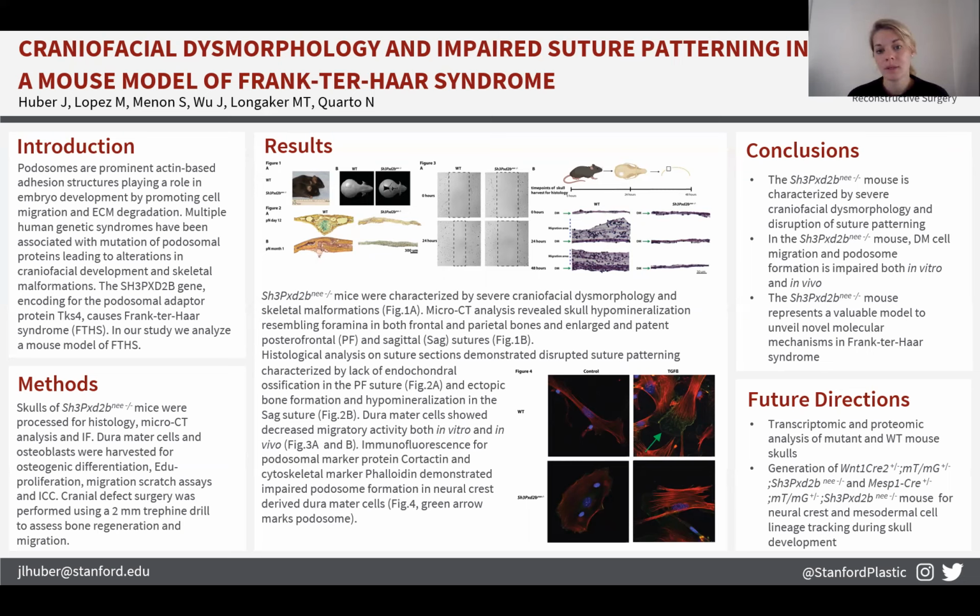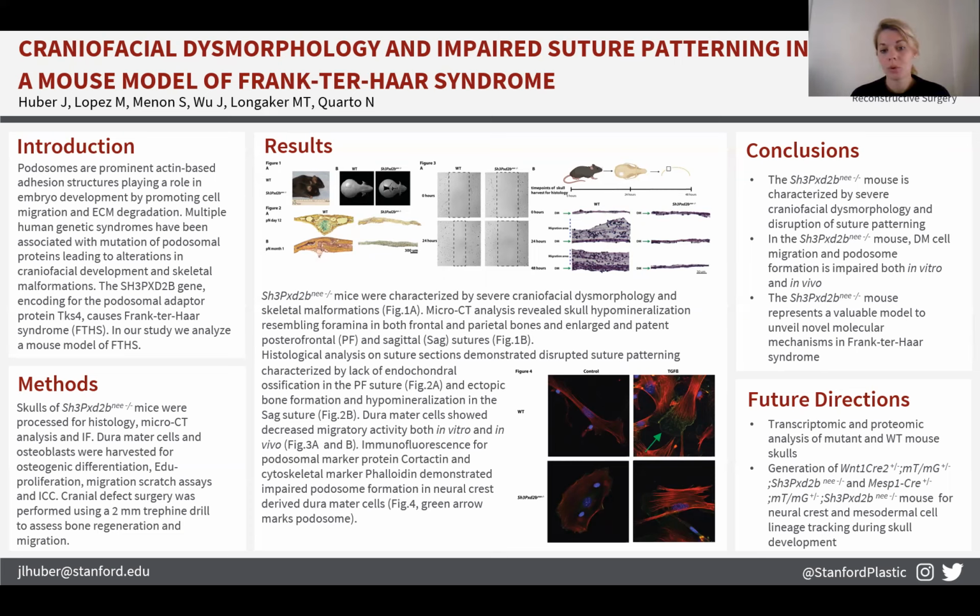We confirmed this in an in vivo assay, so we performed a 2 mm defect in the parietal bone, and we harvested the skulls 24 hours and 48 hours post-surgery and stained for H&E. On the left panels, we can see the defect area, and we can see cells migrating into the defect area, whereas on the right side, in the mutant mouse, we can only see the dura mater. There are no migrating cells into the defect area.